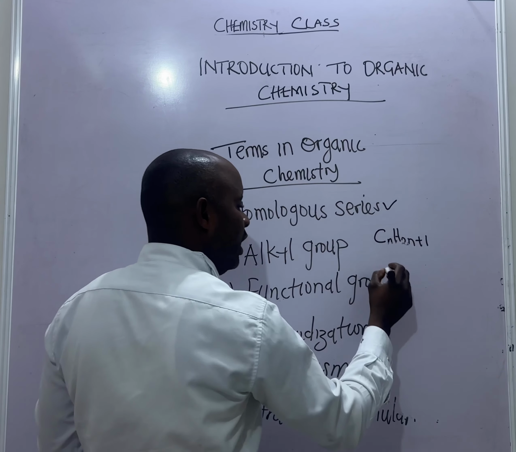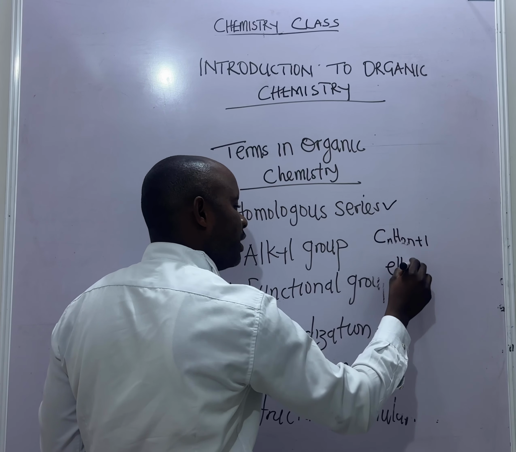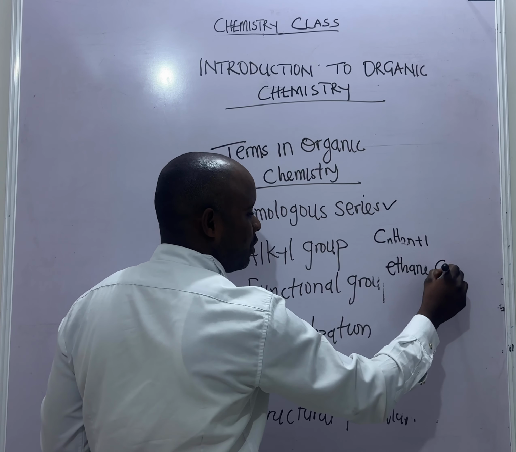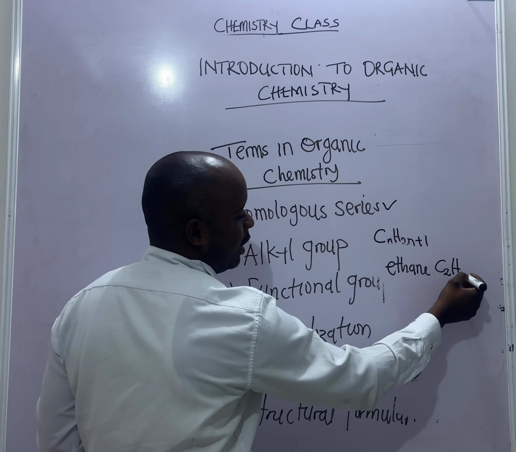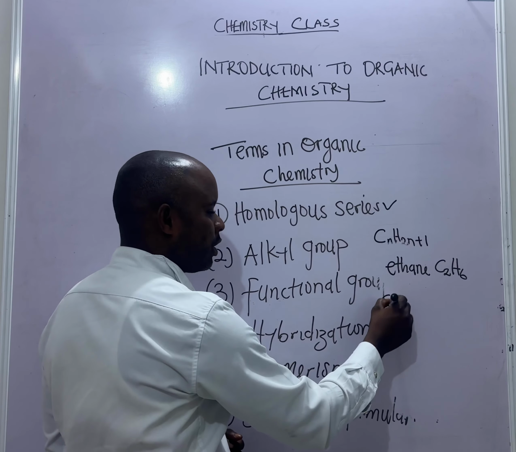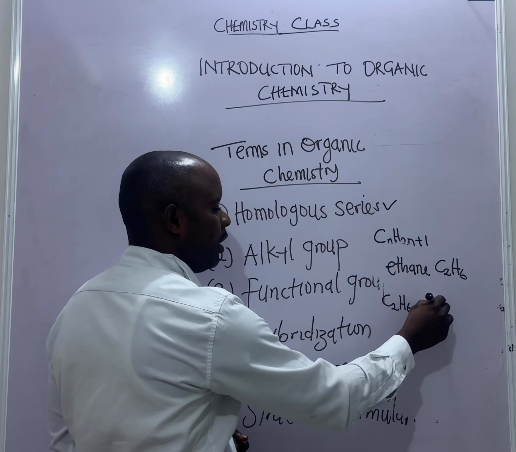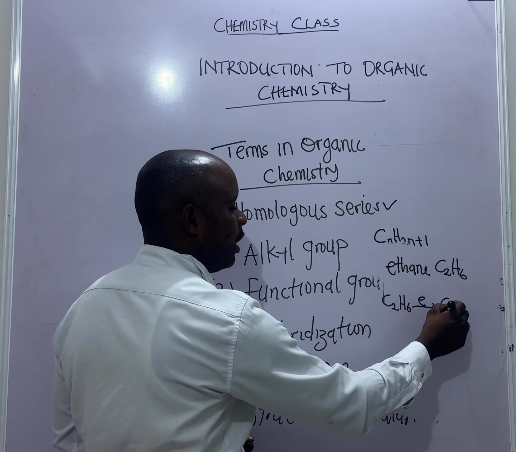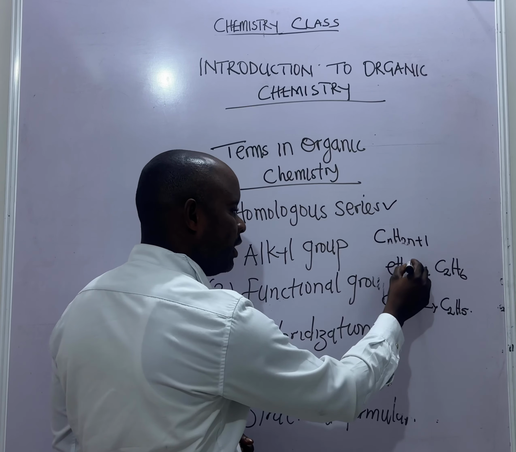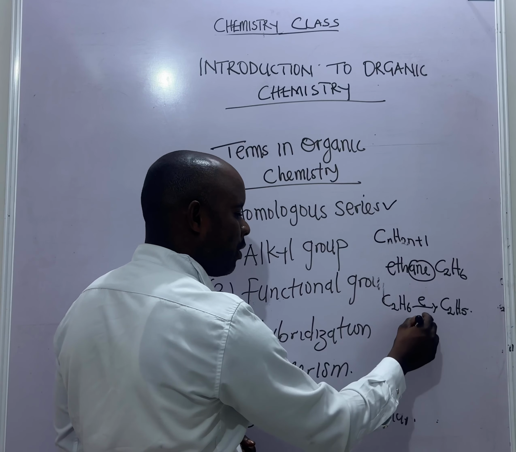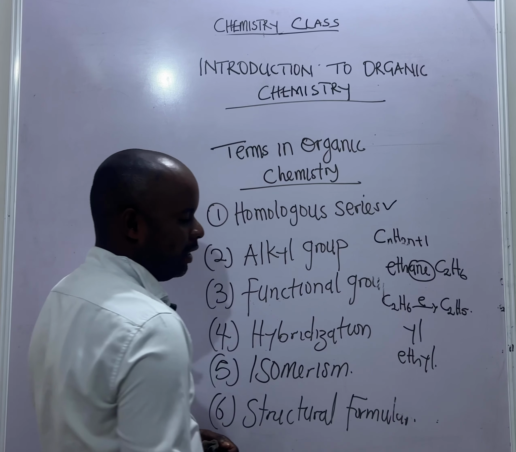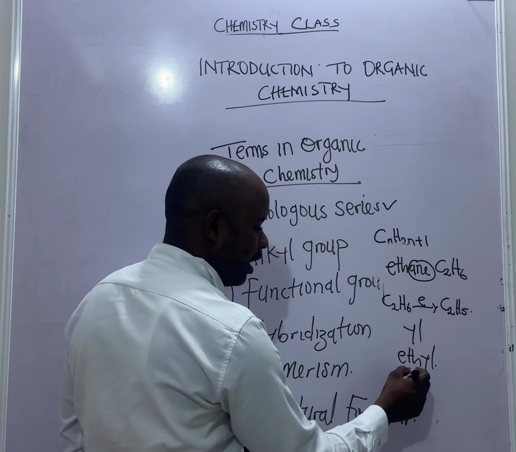So when the next member of this alkane family loses an electron, let's have ethane, for instance, the second member in the alkane family. Its molecular formula is C2H6. When it loses an electron, it's going to give C2H5. If we replace the ANE with YL, I'm going to have ethyl. So ethyl is given that.